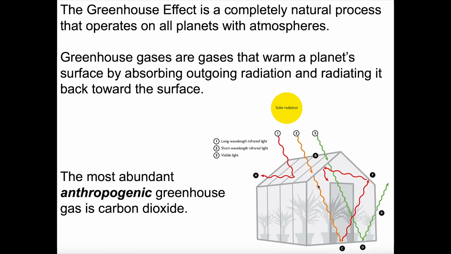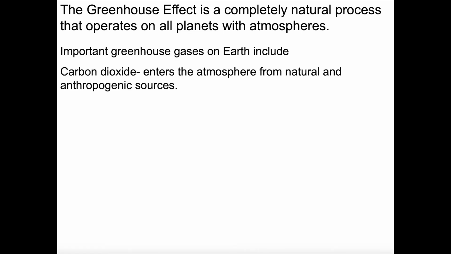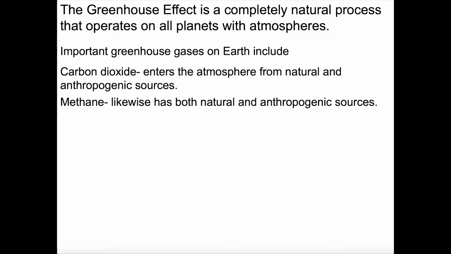The most abundant anthropogenic greenhouse gas is carbon dioxide. The greenhouse effect is completely natural, again, operating on all planets with atmospheres. Important greenhouse gases on Earth include, but are not limited to, carbon dioxide, which enters the atmosphere from natural and anthropogenic sources. Methane, likewise, has both natural and anthropogenic sources.